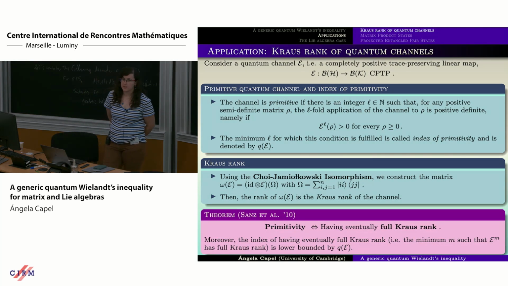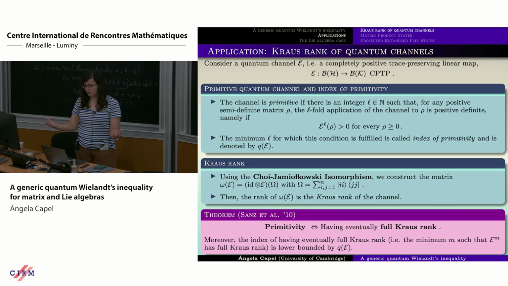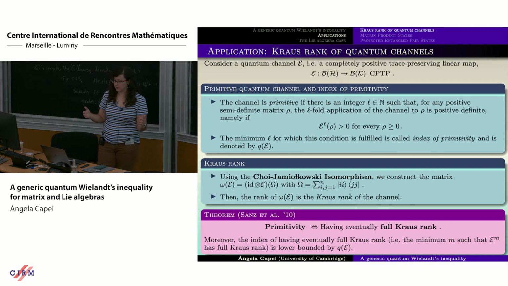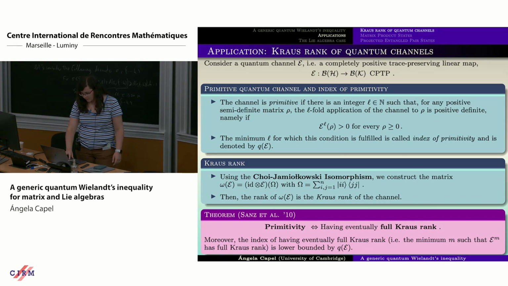And in this paper of 2010, what they showed is that for the channel to be primitive is equivalent to the channel having eventually full Kraus rank. And what does this mean? This means that initially the rank of the channel can be anything, but when you apply it many times, at some point it has full Kraus rank. And actually what they further showed is that the index of having eventually full Kraus rank, that would be the minimum integer m such that the m-fold application of the channel has full Kraus rank, is lower bounded by the index of primitivity of the channel.